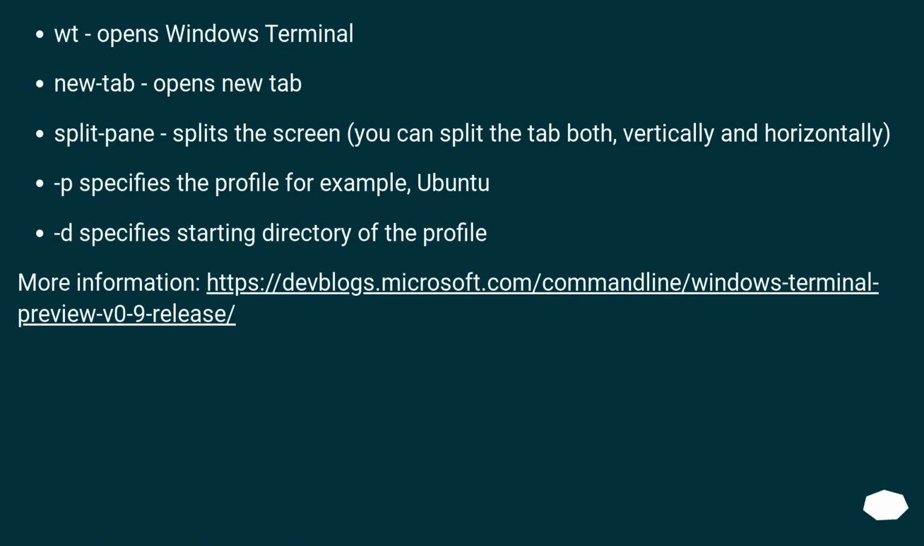wt opens Windows Terminal. new-tab opens a new tab. split-pane splits the screen. You can split the tab both vertically and horizontally. -p specifies the profile, for example, Ubuntu. -d specifies the starting directory of the profile. More information at this URL.